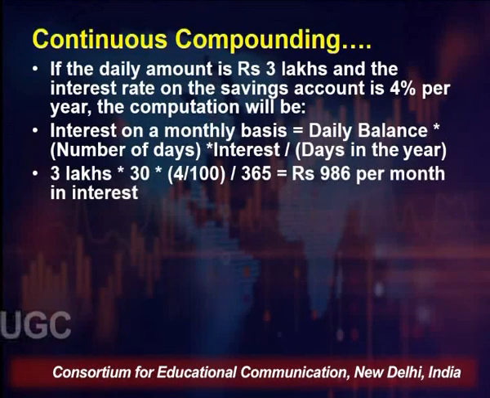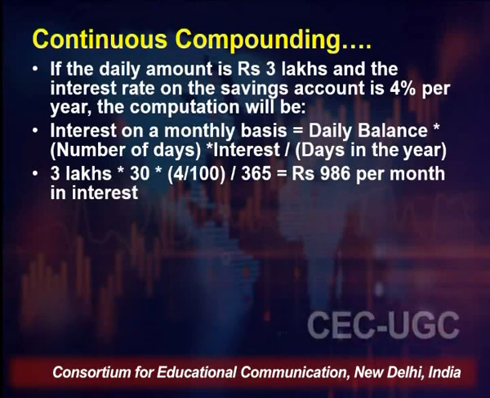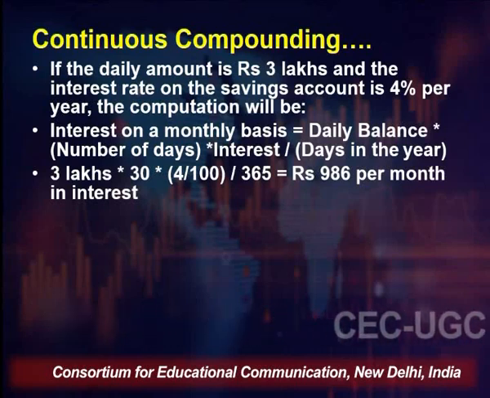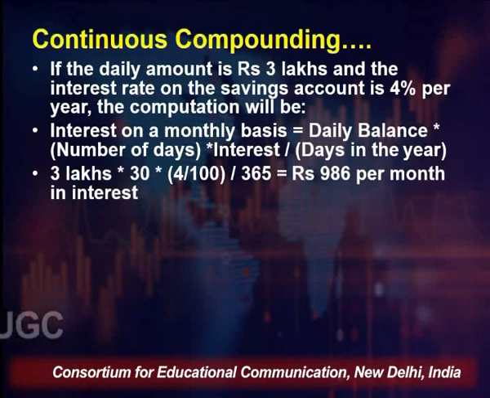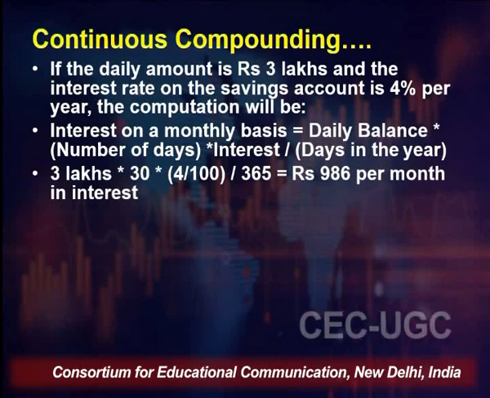So if I take 3 lakh rupees, 3 lakh rupees is being used for 30 days because I have to compute the interest for 30 days, and the rate of interest is 4%, and the total number of days in a year is 365. So I would say that this customer is going to have a total interest of rupees 986 per month. So in a month, this investor who is maintaining a daily balance of 3 lakh rupees in his or her savings bank account is going to have interest of 986 rupees per month if they are computing the interest on daily balances. So it is nothing but your continuous compounding.